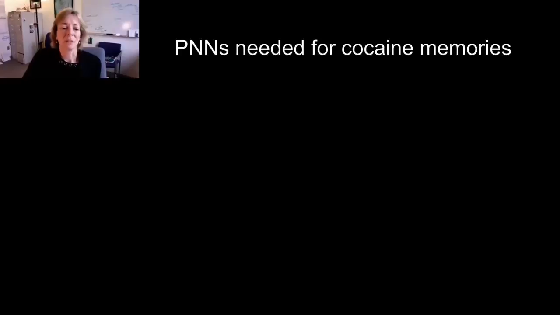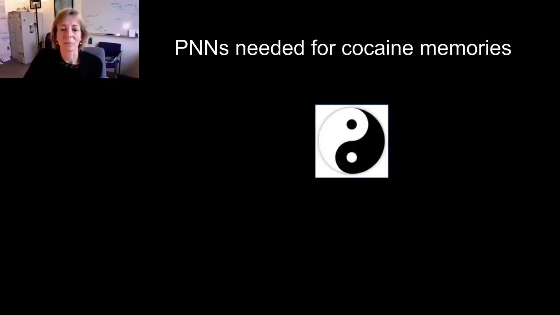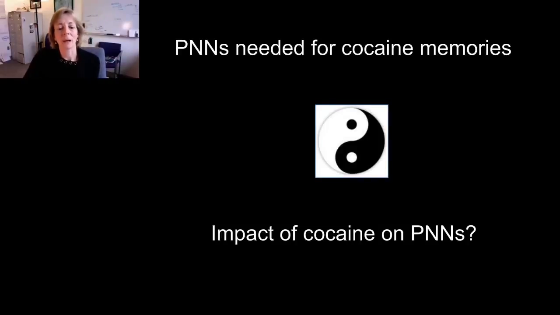One of the issues, though, is that we give this enzyme, this kind of artificial situation where we give an enzyme to the animals to destroy their nets. So we wanted to flip the question completely around and ask, what happens in intact rats? What is the impact of cocaine exposure itself on perineuronal nets? And in particular, we were interested in the intensity of these nets because we believe that the intensity of the nets matters.